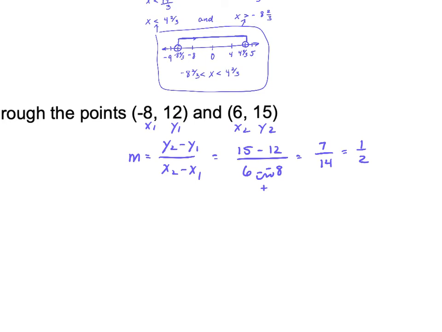Yeah, I knew something didn't sit right. Doing this early in the morning. 15 minus 12 is not 7. 15 minus 12 is 3. And we can't reduce it now, so we are going to stop at, hopefully, there we go, 3/14. That's better.